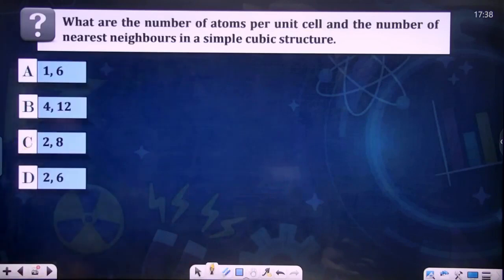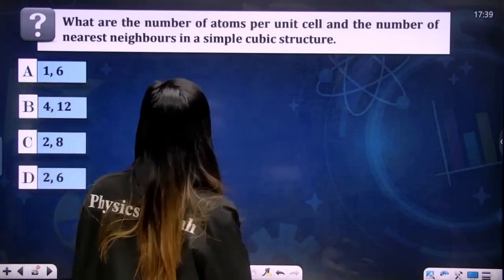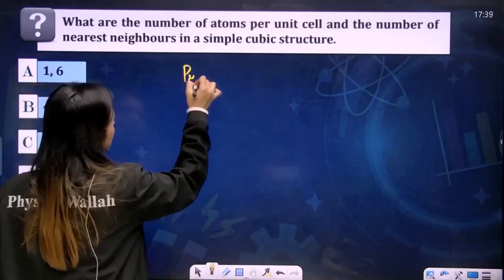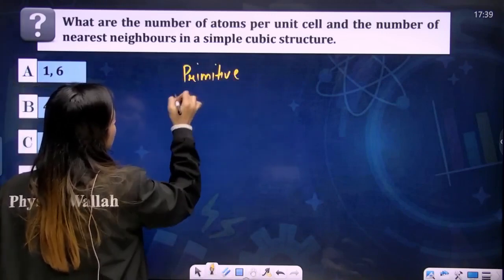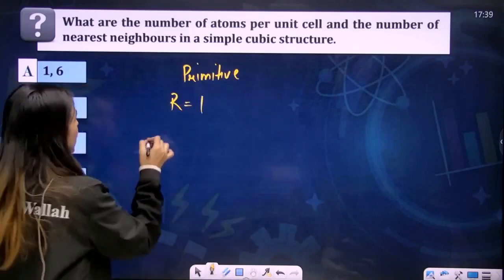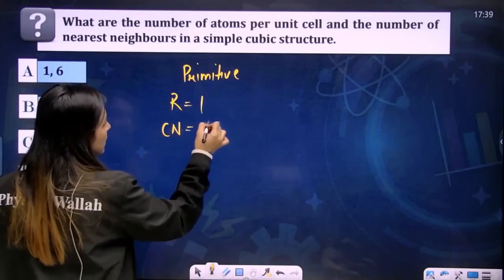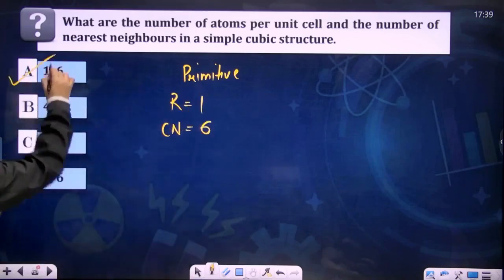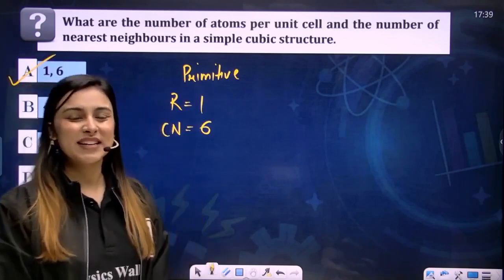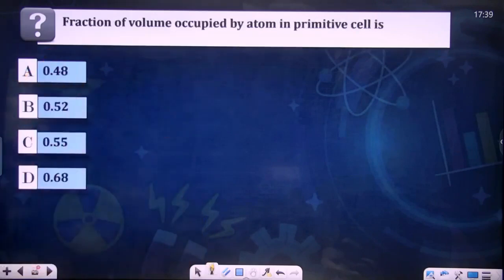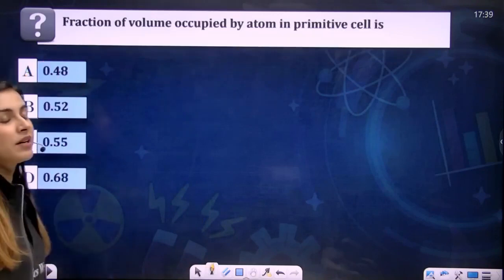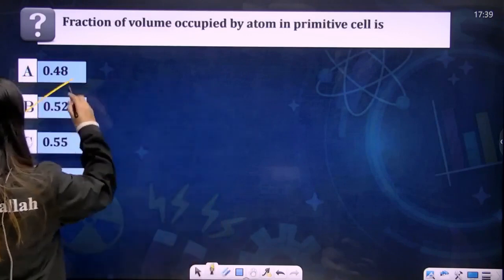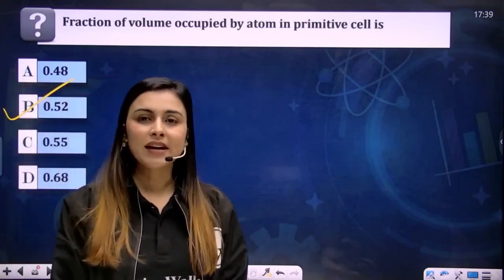What are the number of atoms per unit cell and the number of nearest neighbors in a simple cubic crystal system? Simple cubic crystal system means they are talking about primitive. And in primitive, I know that rank is 1. And what is the coordination number? The first coordination number? 6. We did calculate this right now, right? Yes. So 1, 6, option A will be your correct answer, right? Perfect. Let's move forward to the next question. Fraction of volume occupied by the atom in a primitive unit cell is 0.52. So 0.52, option B is your correct answer. Okay. Perfect, my dear students.